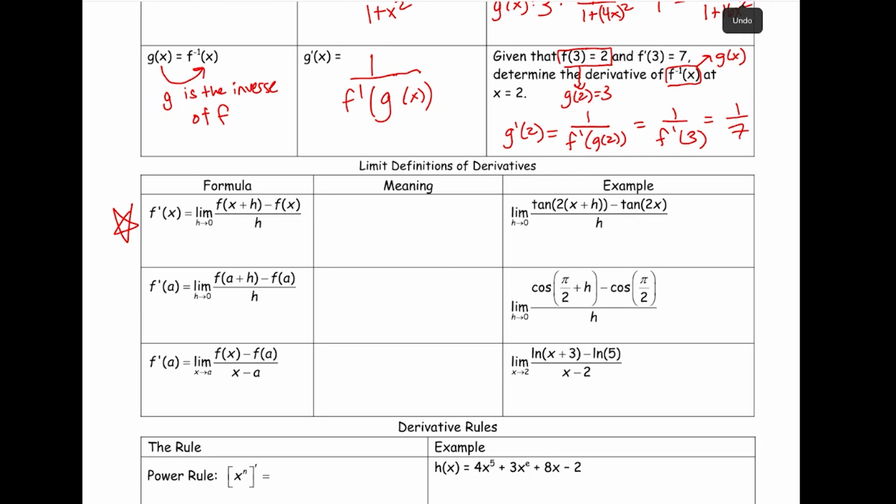So this first one is just your straightforward. This is the one we've been using. This is the derivative of f of x. And if we look at this example problem, basically the way that you find these limits is to recognize that it is just the definition of a derivative and treat it as a derivative problem rather than a limit problem. Because what this will equal is the derivative of tangent 2x.